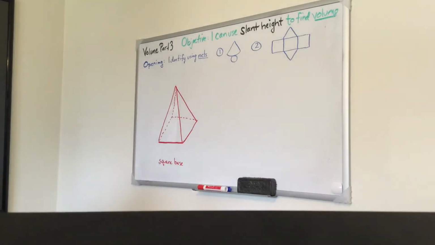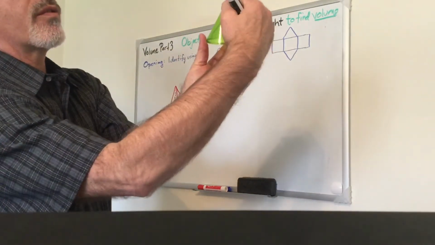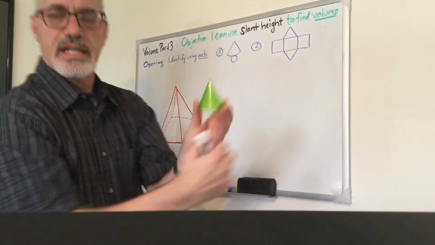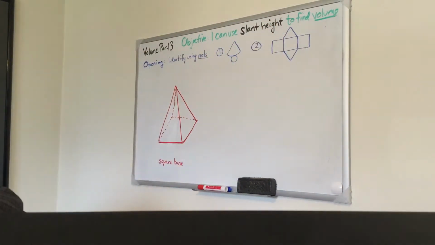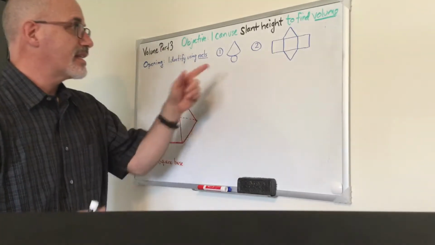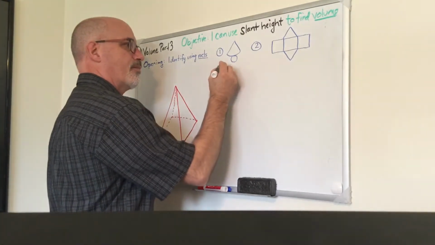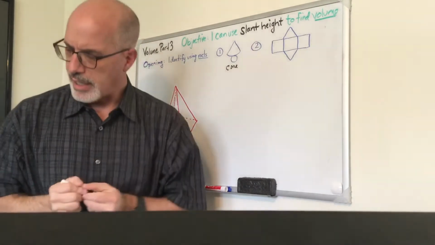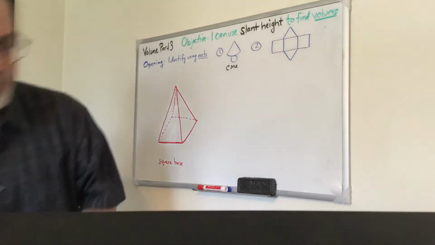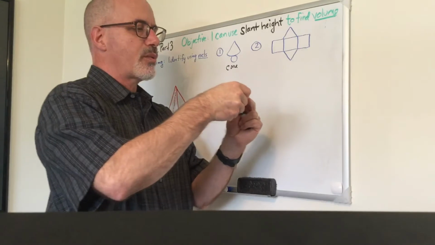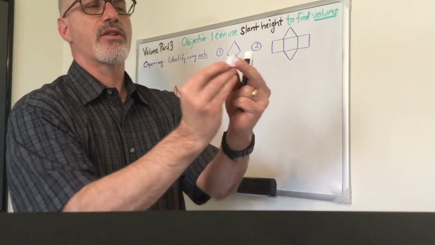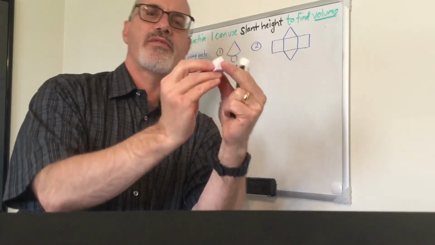If we were to look at a cone, we follow from the point down to the edge of the circle, and that is our slant height. Okay, so that's what our slant height looks like. This second one, if you were to fold it up, notice that the points would come together and it would form a triangular prism.